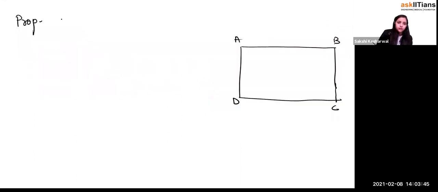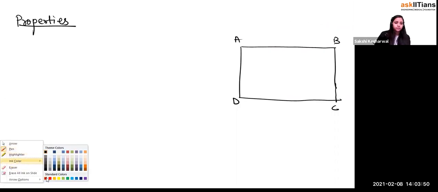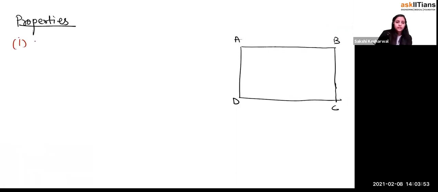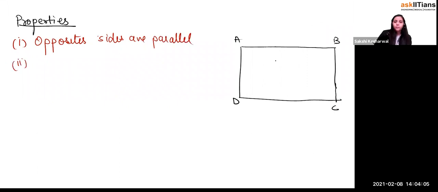If you start writing the properties, opposite sides are parallel, right? Second, opposite sides are equal. This side is equal to this side. So see the stroke which I make. A single stroke means that these two sides are equal. A double stroke means these two sides are equal. So later on, these little things will help you to solve geometry questions very well. So we say that opposite sides are equal, right?